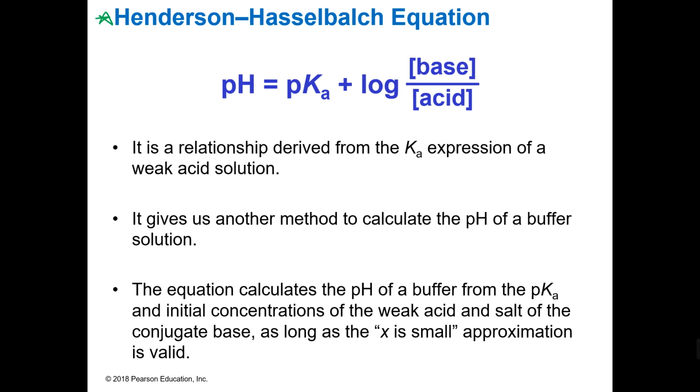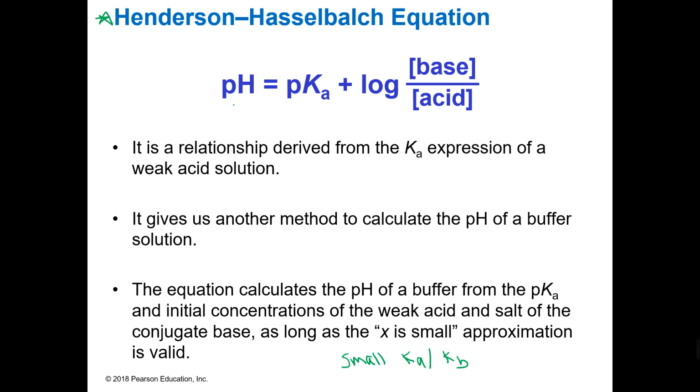It is critically important that you understand, though, you can only use the Henderson-Hasselbalch equation when the X is small approximation works. So meaning a really small Ka or Kb. Okay? If you can't use the X is small approximation, you're not only going to need an ICE table, but probably also the quadratic equation as well.